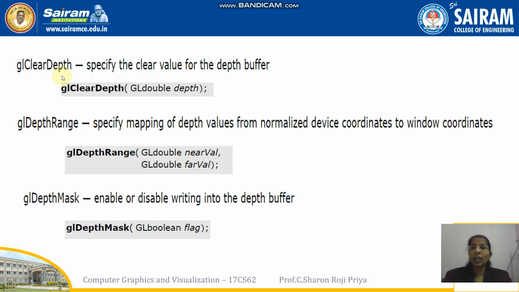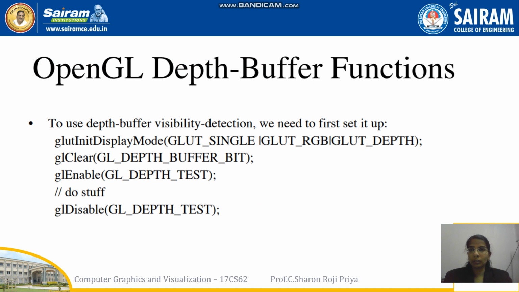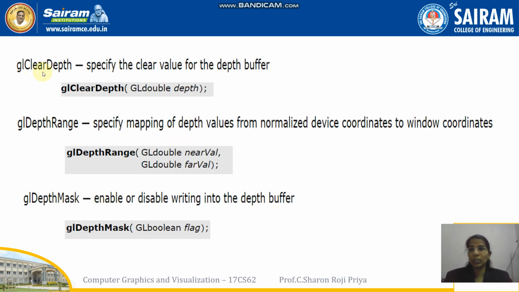I repeat, the glClear function has to clear the depth buffer. So how much depth it has to clear, that depth value I should specify using this glClearDepth, right? And this parameter will be the maximum depth value, right? The default value will be 1 because in the 3D viewing pipeline, the normalized coordinates will be from 0 to 1, right? So the default value will be 1.